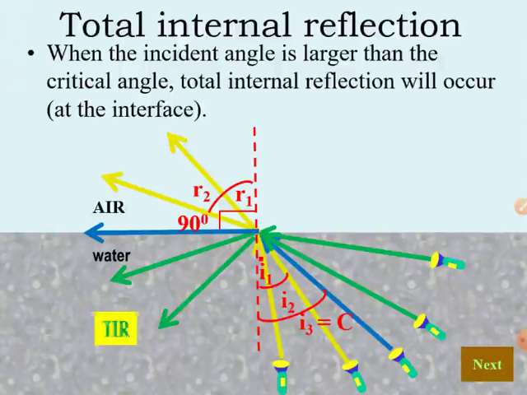Now that means these two green rays are totally internally reflected. And we have also seen the critical angle. I'm just repeating the definition: the particular angle of incidence in the denser medium for which the angle of refraction in the rarer medium is 90 degrees. We call that particular angle of incidence as what? Critical angle.